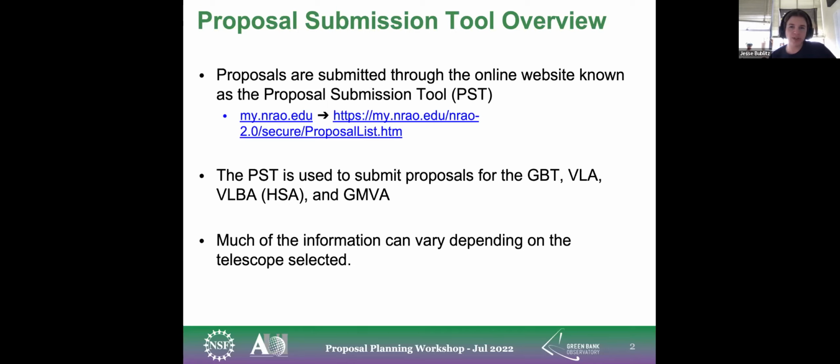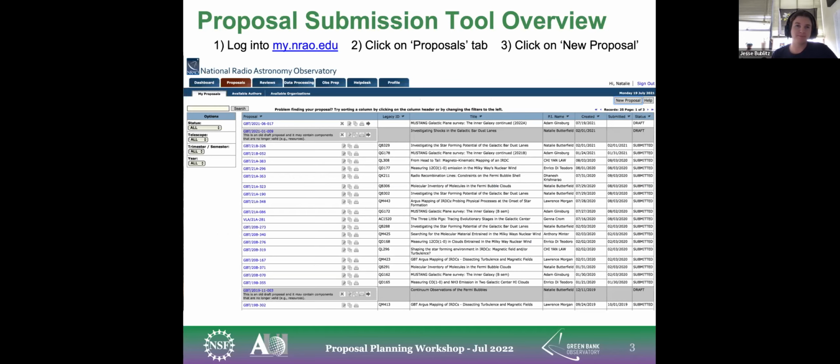And so this tool is used not only for the GBT, but also other telescopes like the VLA, VLBA, and the GMVA. Depending on what telescope you are interested in, that'll vary the information that you have to submit into the PST. So in this case, we are specifically just talking about GBT. So once you've logged in, up on the top left, there are a number of tabs. You can select the Proposals tab and choose a new proposal.